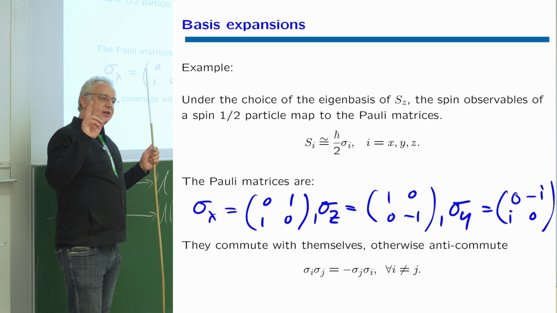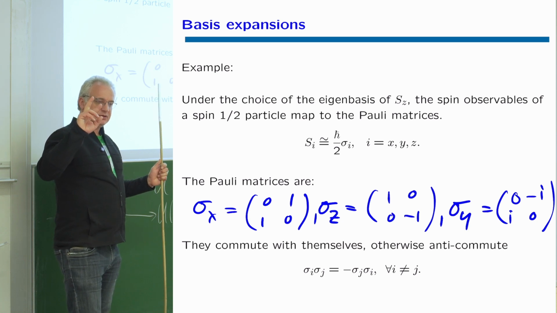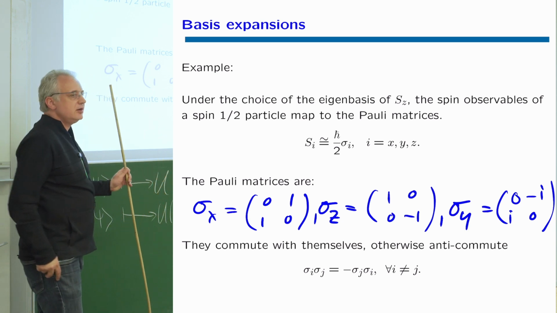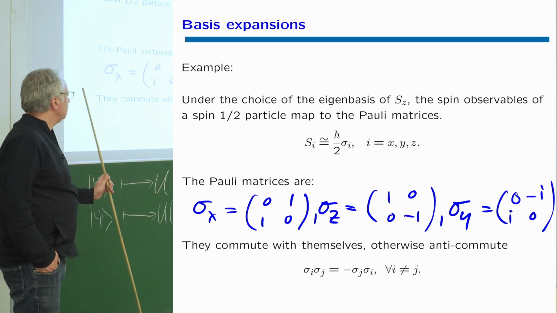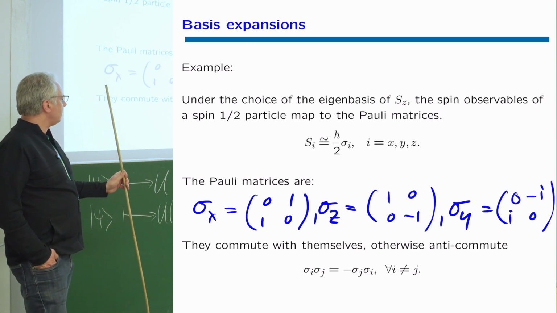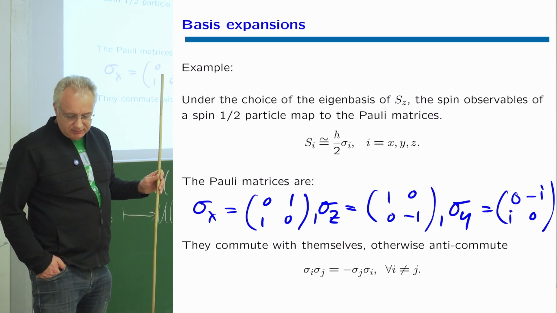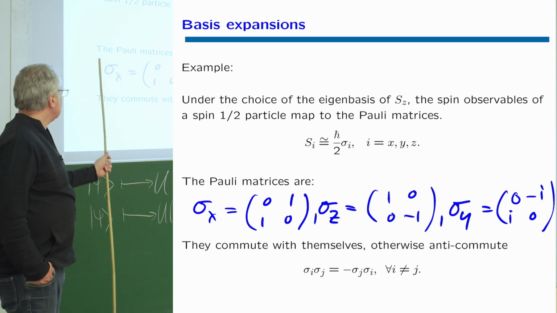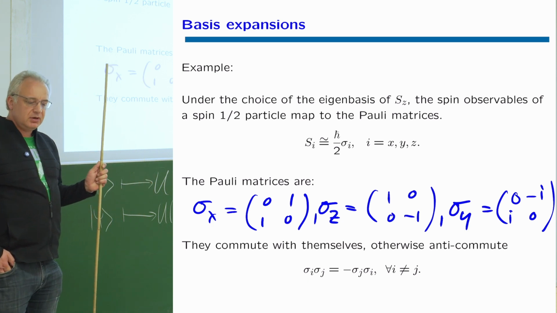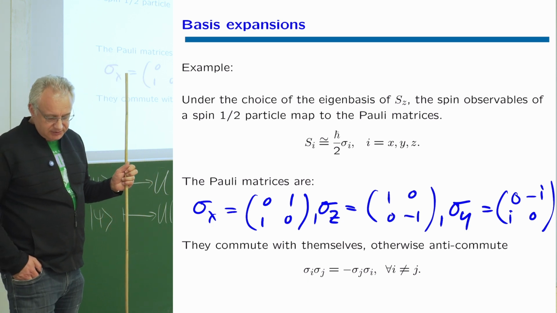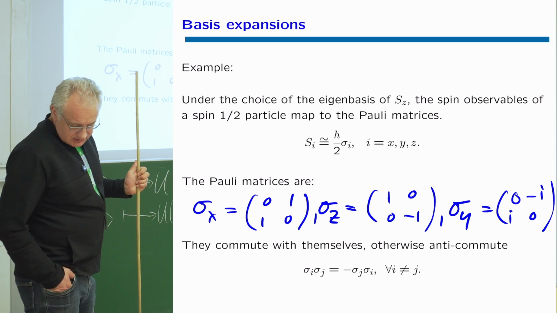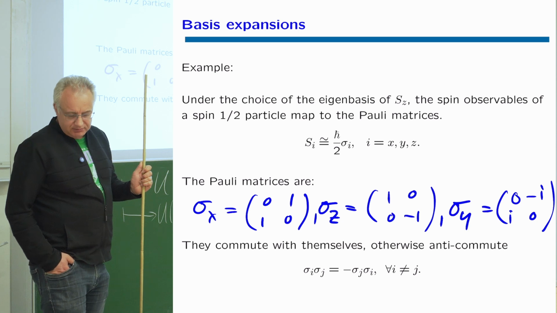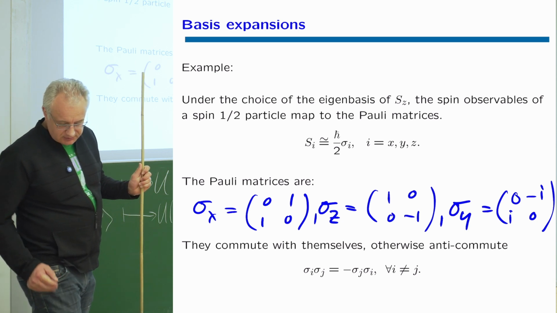So commutation relations among Pauli operators are very simple. Either commutation or anti-commutation, nothing else can happen. And that's also a fact that you'll get a lot of mileage out of in this course. So there will be a lot of Pauli operators or Pauli matrices appearing, not just for individual spin 1/2 particles, but also for multiple such particles. This is also the most important basis expansion for this course.